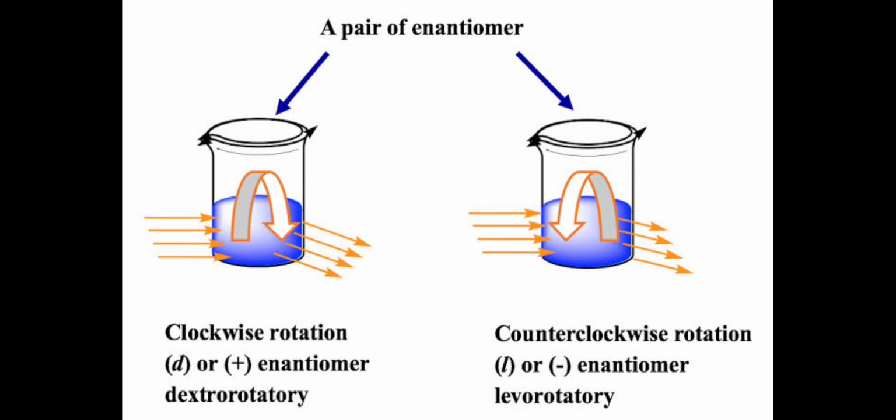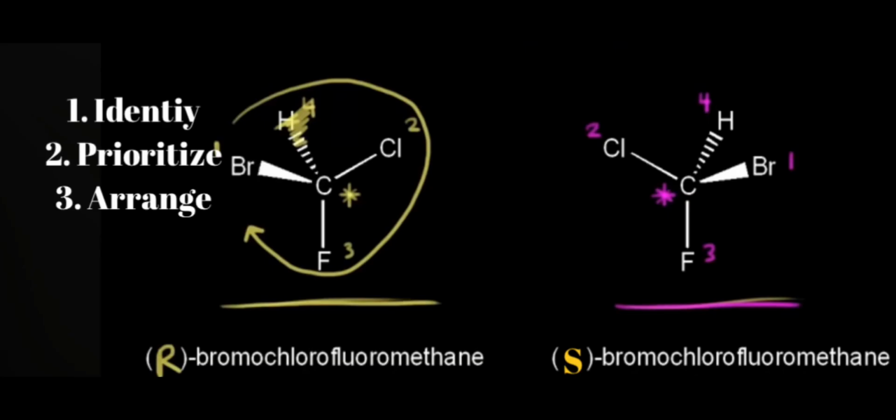Take note, guys. The R and S does not equal the positive and negative. They are all different ranking systems. The R and S describes the configuration of the chirality center. For example, what did you notice? Okay, let me give you the keywords in naming compounds with R and S.